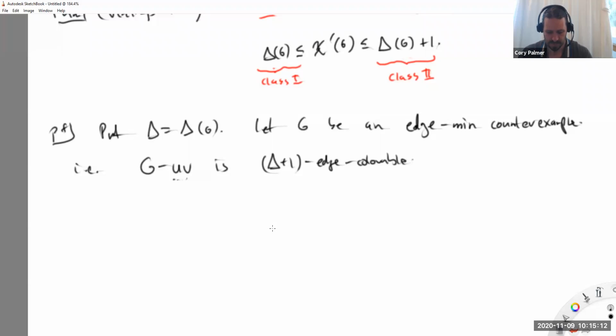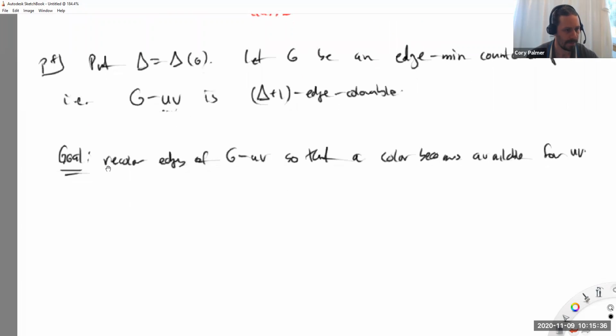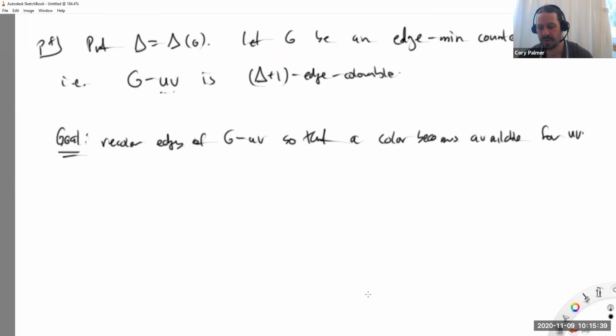UV is just an arbitrary edge, and this is how we're going to work with that arbitrary edge. So I want to recolor. The goal is to recolor edges of G minus UV so that a color becomes available for UV. A lot of this proof I'll illustrate through pictures; writing it out in words is actually not in the notes. There is a version of this in the Diestel book, the yellow book. But anyway, it's much easier to illustrate through picture here.